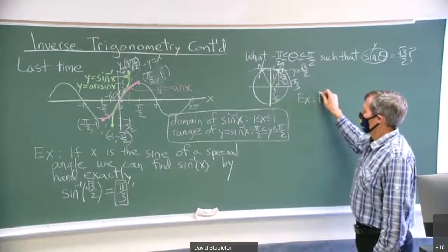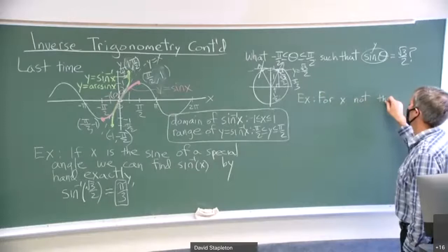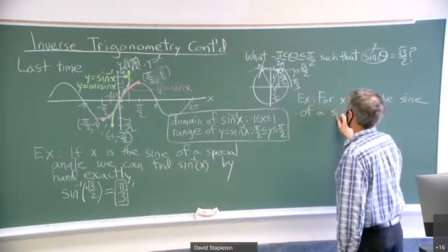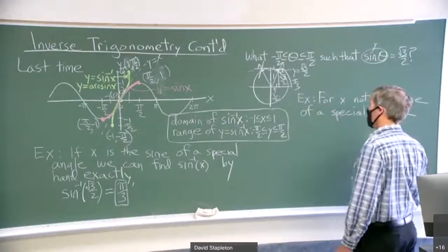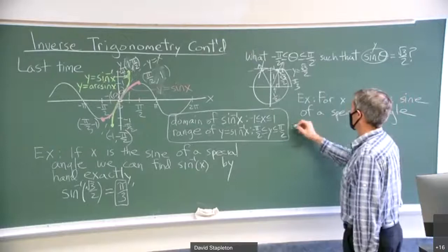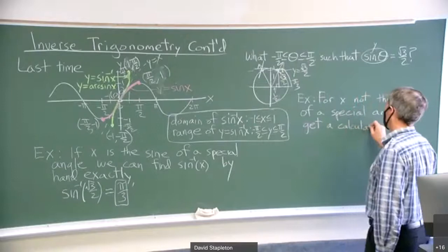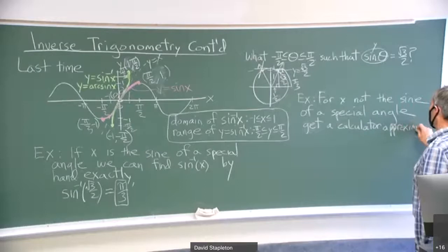For x not the sine of a special angle, now what do we do? Just run to the calculator. That's all we can do. So we'll say, get a calculator approximation. And the calculator can output it either in degrees or radians. You better make sure it's in the right mode, right?